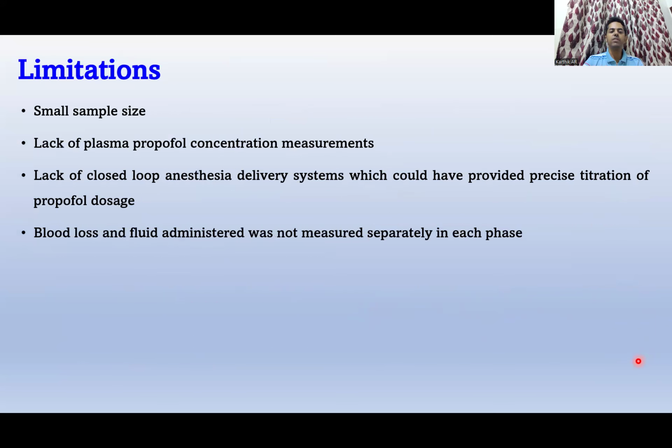The limitations given by the authors are a small sample size, lack of plasma propofol concentration measurements, and lack of closed-loop anesthesia delivery systems, which could have provided precise titration of propofol dosage. Blood loss and fluid administered were not measured separately in each phase.